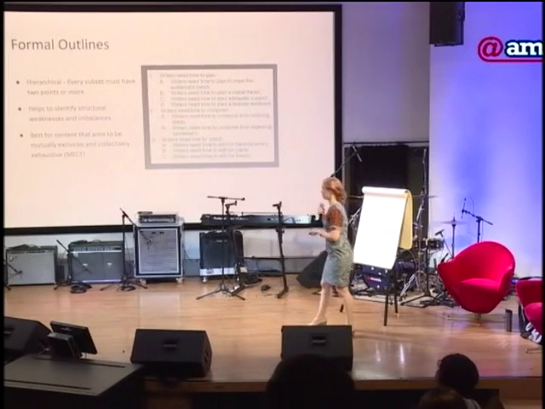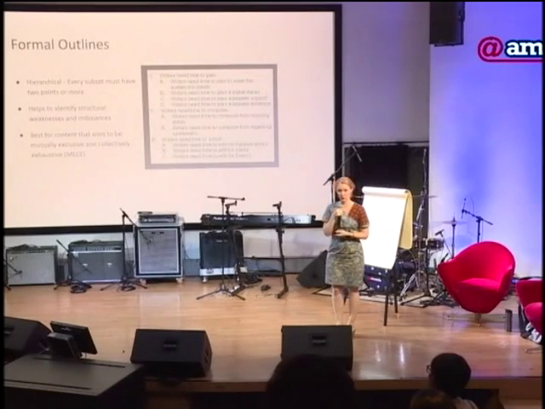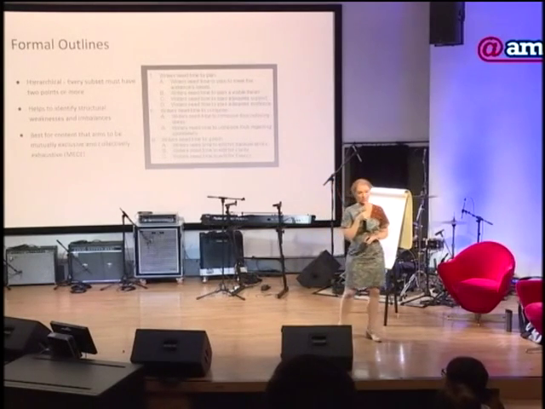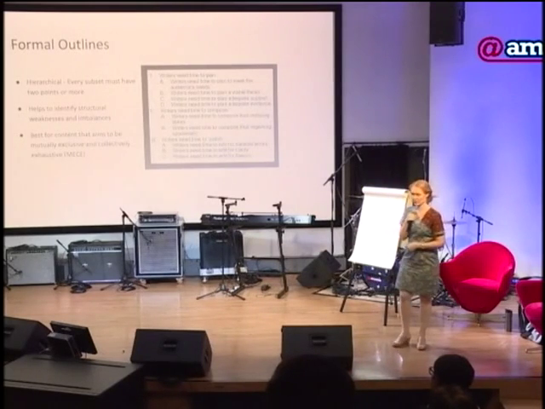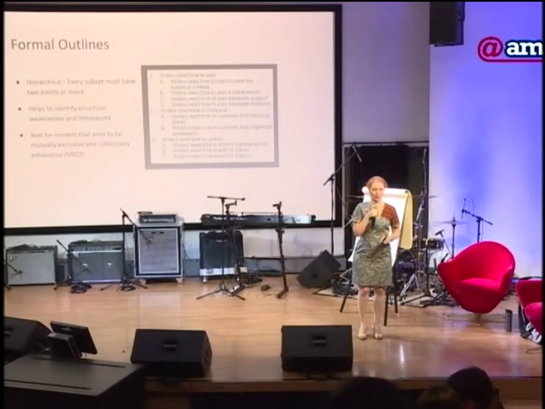Formal outlines. They're hierarchical. Every subset must have 2 points or more, otherwise it's not a subset. They help to identify structural weaknesses and imbalances. Not everyone enjoys writing the formal outlines, but this is a benefit. As you're writing it, you can see where your argument is weak.